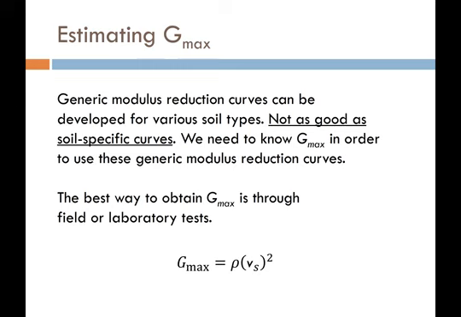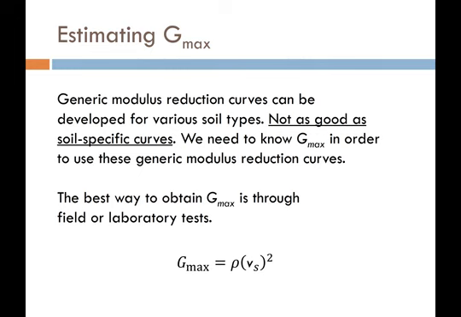So we can use those modulus reduction curves to estimate values of the secant modulus, but in order to do that, we have to come up with estimates of the maximum shear modulus. So we can use the ratio G over G max. Without G max, those ratios are meaningless. There's a couple of ways that we can do this.